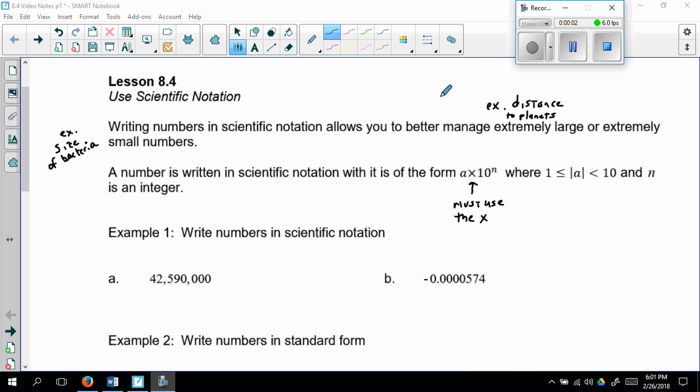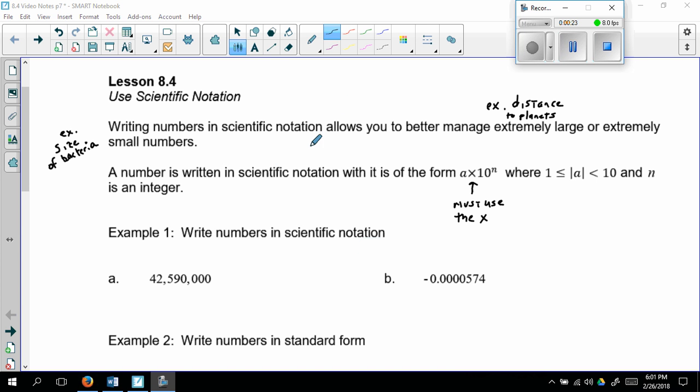This video is about page 7 of your Chapter 8 notes packet. It's lesson 8.4 on using scientific notation. I believe all of you have studied scientific notation before, so the first half is just quickly going over it, and then the second half we'll go ahead and use our exponent rules to simplify problems using scientific notation.